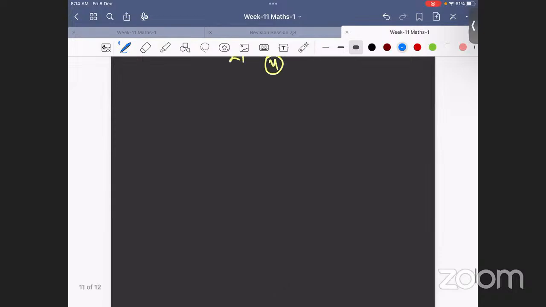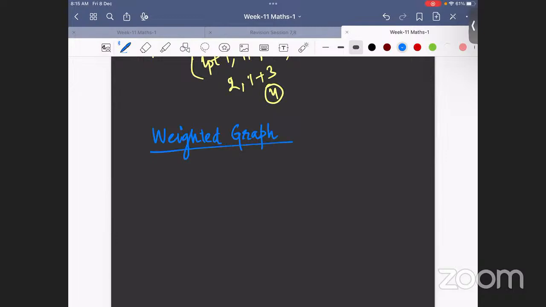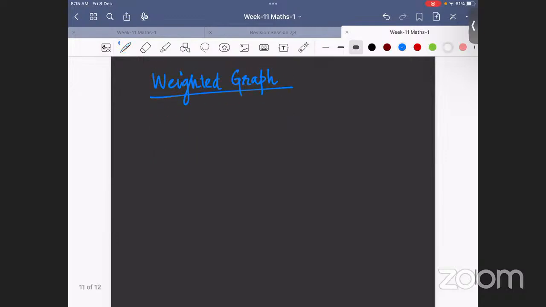Sir, can you please explain what a weighted graph is? Okay. So what is a weighted graph? What happens in a weighted graph is that in a normal graph you are not given the cost to reach from one place to another. In a weighted graph, some form of cost is given.